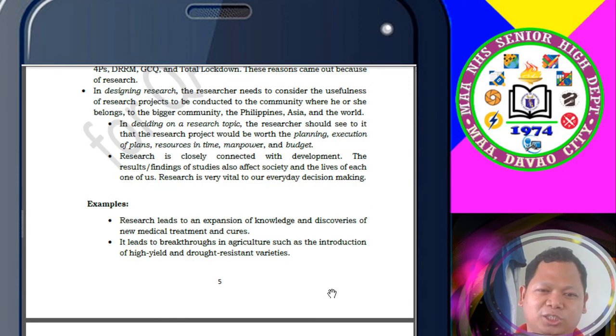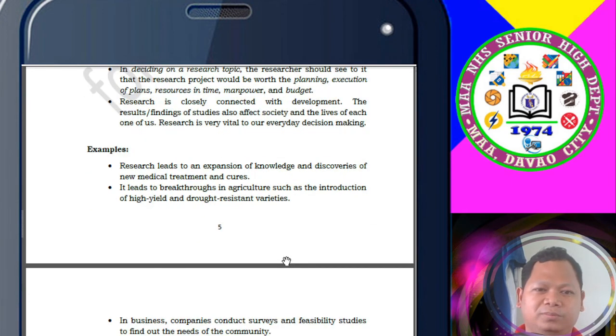Examples: Research leads to expansion of knowledge and discoveries of new medical treatments and cures. This is what I said earlier. It also leads to breakthroughs in agriculture, such as high-yield and drought-resistant varieties. This is common in the Department of Agriculture, especially in rice production.